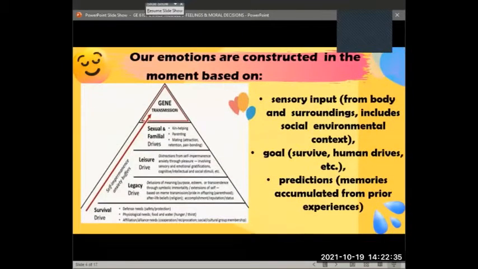Our emotions are constructed in the moment based on the sensory input from the body and surroundings, which includes social and environmental context, the goal to survive, human drives, etc. Predictions and memories accumulated from prior experiences also play a part.